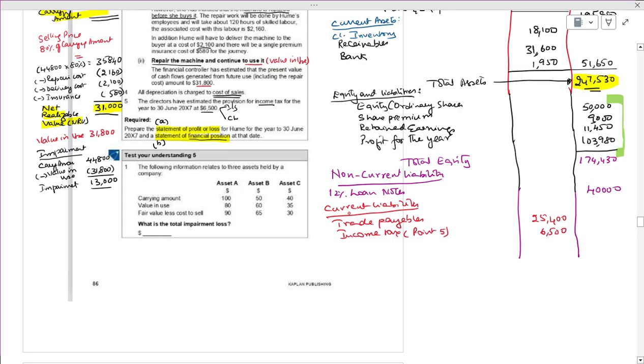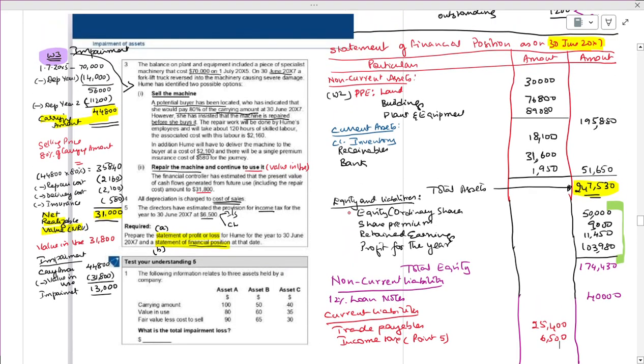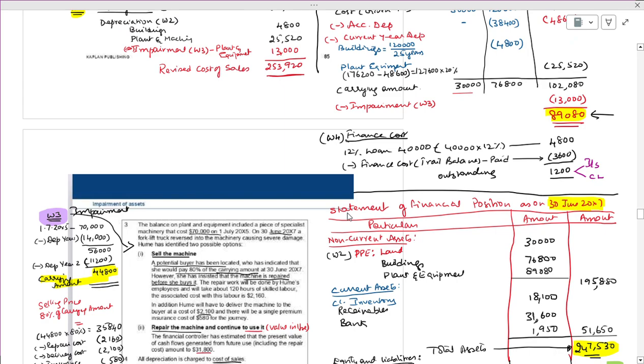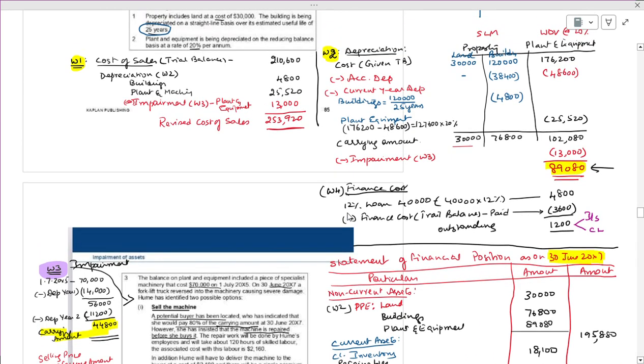Anything else? Anything else? Anyone? Anyone can answer. Total equity and liability. No. Current liabilities. Anything left? Think. Anyone?